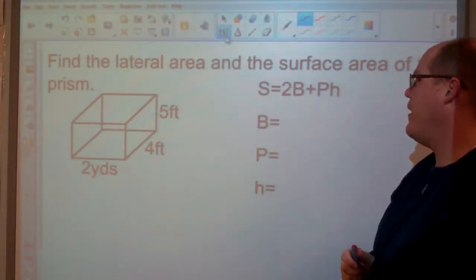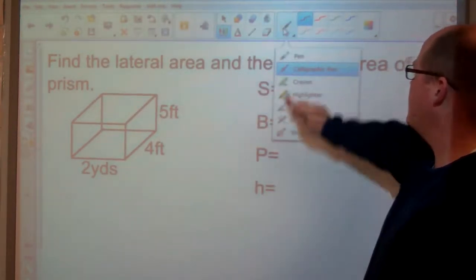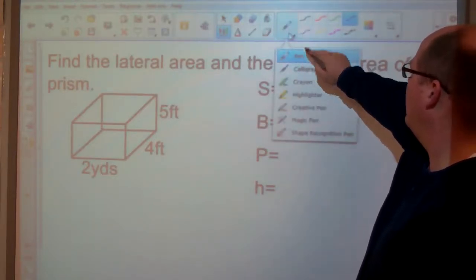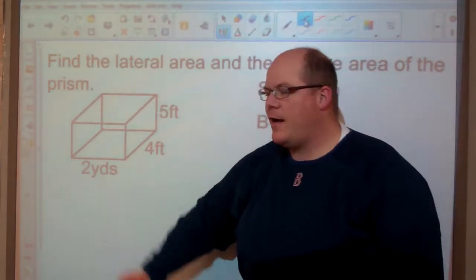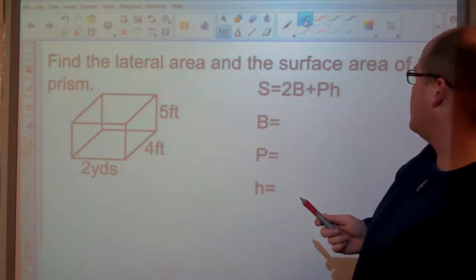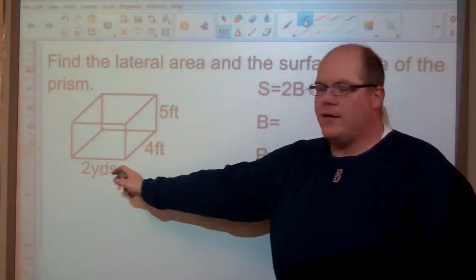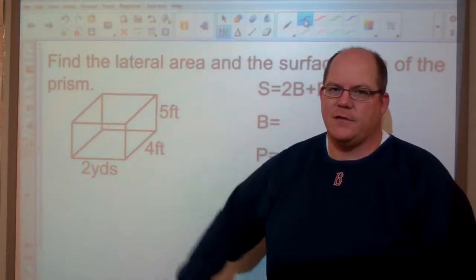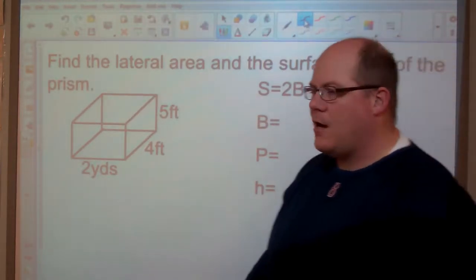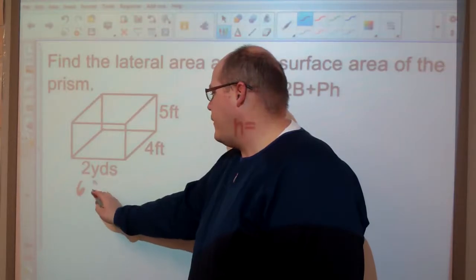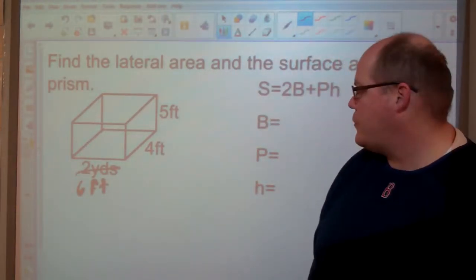So it says again, find the lateral and the surface area of the prism. We'll notice in this one we have a little bit different. We have feet and yards, and it doesn't tell us whether to put it in feet or yards, but we can't use feet and yards. So what we need to do is convert the yards to feet. So there are 3 feet in 1 yard. So if I have 2 yards, that's how many feet? 6 feet. All right.